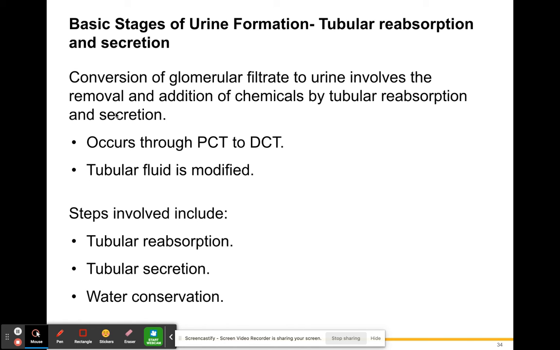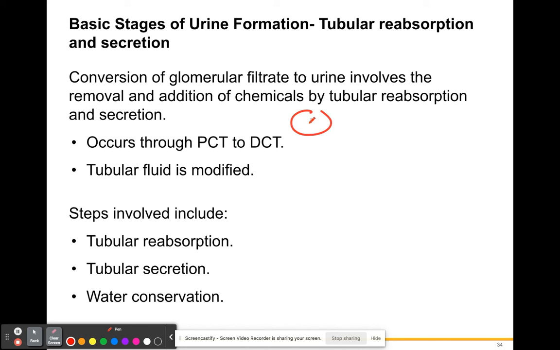The conversion of the glomerular filtrate to urine involves the removal and addition of chemicals by these processes of tubular reabsorption and secretion. So we've gotten a filtrate now, some stuff removed from your blood plasma. We want to take that removed stuff that we call our filtrate and convert it into urine, and we do so by tubular reabsorption and secretion. This starts at the proximal convoluted tubule, and it ends at the distal convoluted tubule.